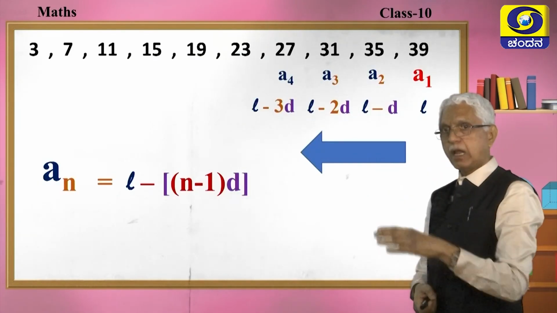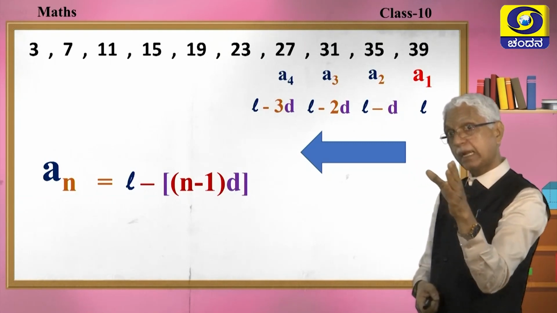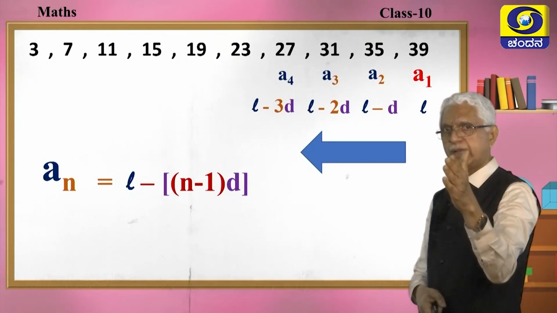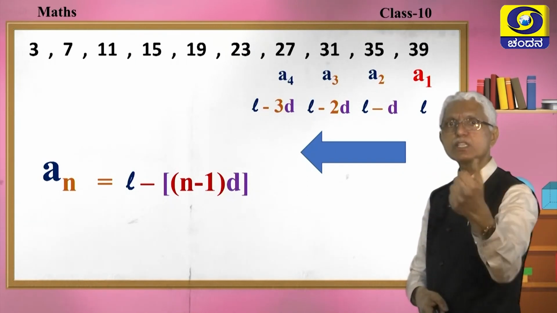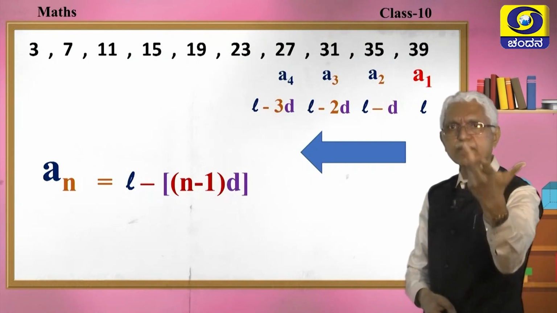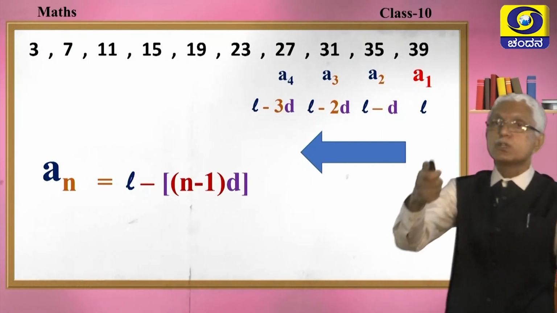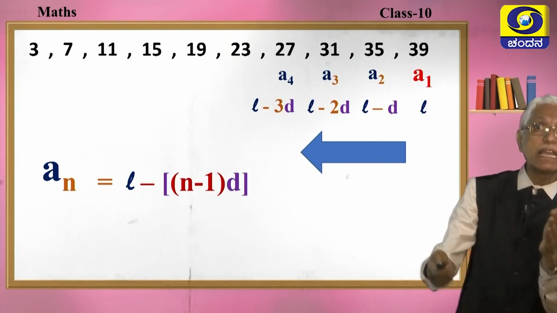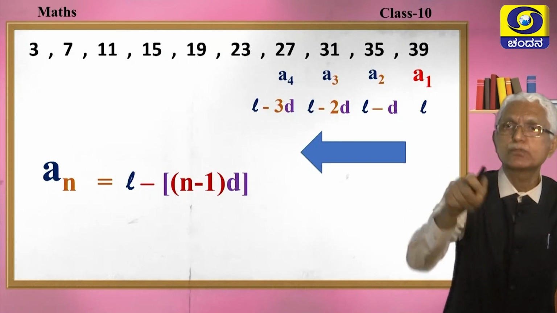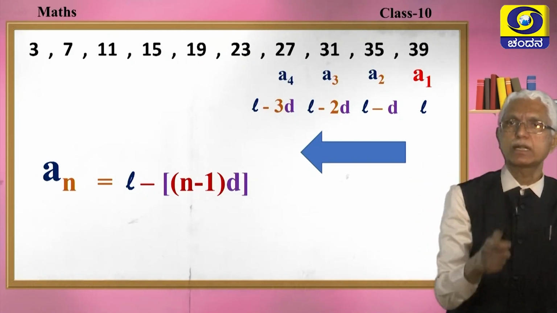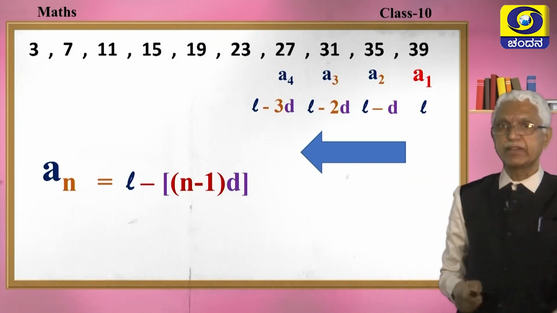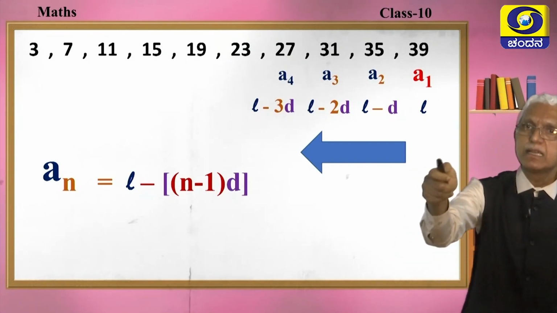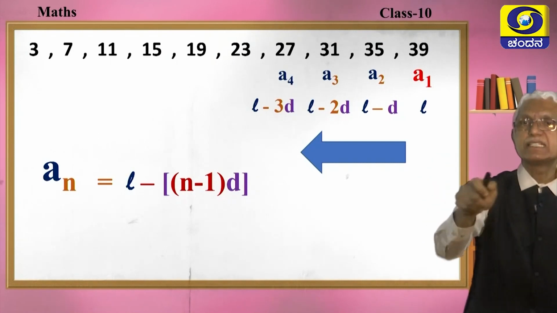If you want the preceding term, subtract the difference. L is the last term. How did you get 35? Subtracting the difference. What is the difference? Can anyone tell me? 3, 7, 11. Sir, 7 minus 3 is 4. Difference is 4. Sir, 19 minus 15. Difference is 4. Yes, common difference is 4. So, 39 is the last term. What is the preceding term? L minus d. 39 minus 4, 35. 35 minus 4, 31. 31 minus 4, 27. So, you go on subtracting the difference. L minus d, L minus 2d, L minus 3d.